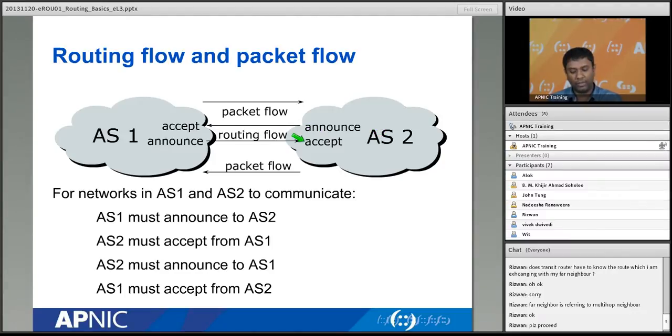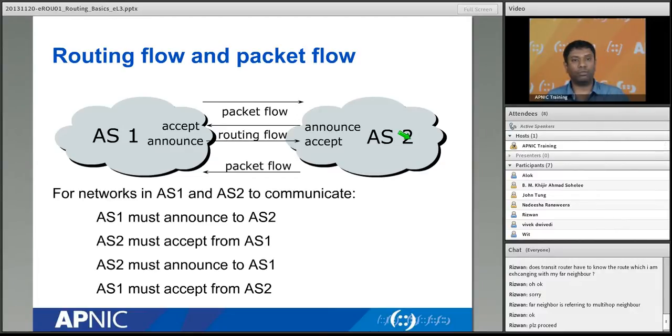When it goes to AS2, he must accept the announcement. If his policy permits, he will accept the route. When he accepts it, the route will be in his BGP table, and from there he will select the best path, and that goes to his routing table. The next process is that AS2 also advertises his own route to AS1. When it goes to AS1, AS1 must accept it, and it also goes into his BGP table.